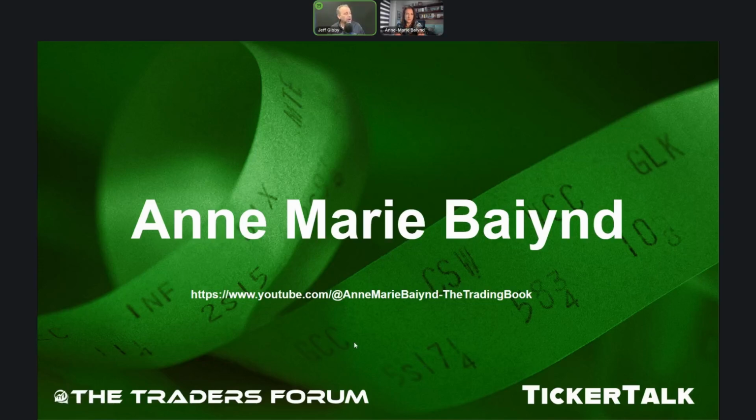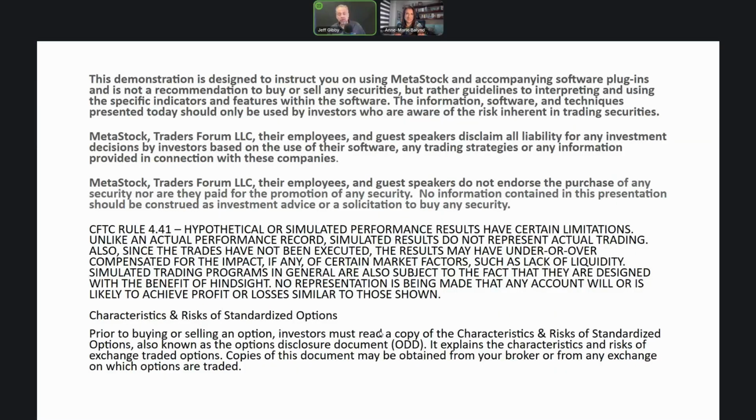Today's demonstration is designed to instruct you on using MetaStock and the accompanying software plugins. It is not a recommendation to buy or sell any specific securities, but rather guidelines to interpreting and using specific indicators and features within the software.